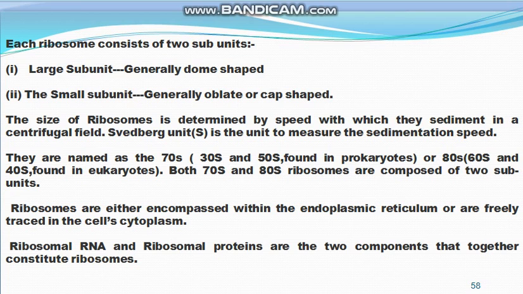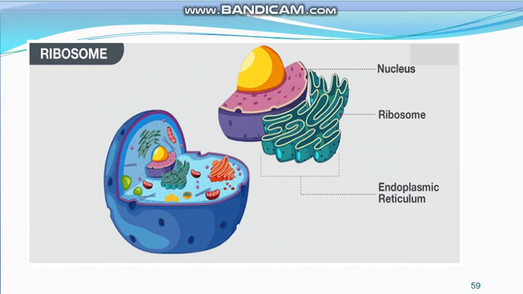Ribosomes are either attached to the endoplasmic reticulum or freely present in the cell's cytoplasm. So they are either present on the rough endoplasmic reticulum, or they are present freely in the cytoplasm of the cell. Ribosomal RNA and ribosomal proteins are the two components which form the ribosomes. It means ribosomes are made up of two things, RNA and protein, and these help in protein synthesis. So this is the ribosome, and this is the diagram showing the presence of ribosome.